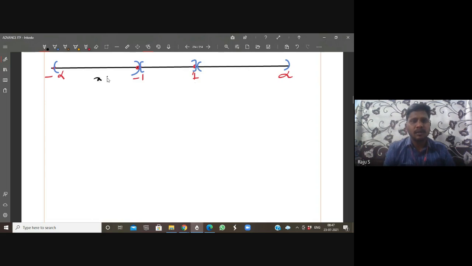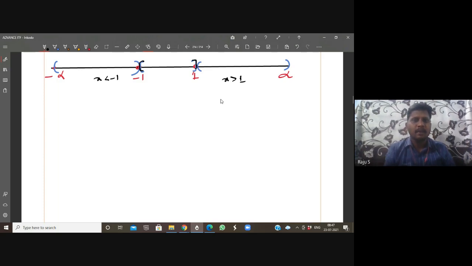So here we have to take x lesser than minus 1, here x greater than 1. Nothing but x lesser than minus 1, nothing but the interval is minus infinity to minus 1. X greater than 1 means 1 to infinity. And the remaining interval, minus 1 to 1.